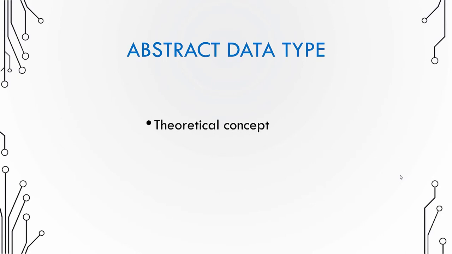Now, abstract data type is actually a theoretical concept. And if you want to implement an abstract data type, you should use a data structure. So a data structure is basically an implementation of an abstract data type.